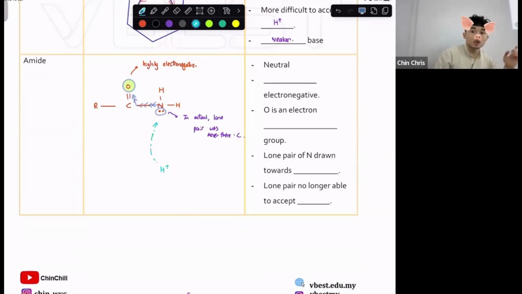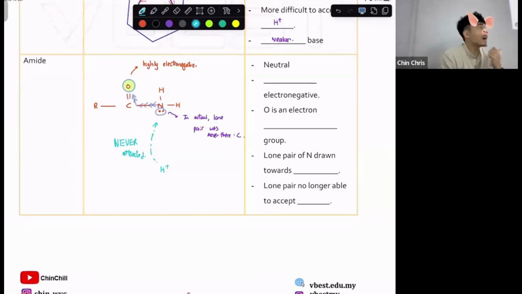Yeah, the lone pair being drawn to the oxygen. So guys, H plus are never attracted towards the O. Understand? Remember this, in amide, the nitrogen can never draw a H plus. Why? Because the lone pair was never there. The lone pair was drawn all the way towards the oxygen already.